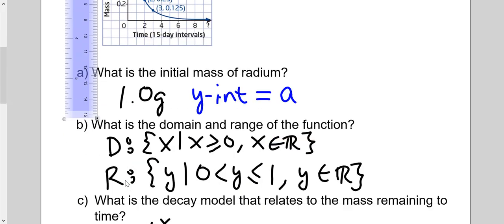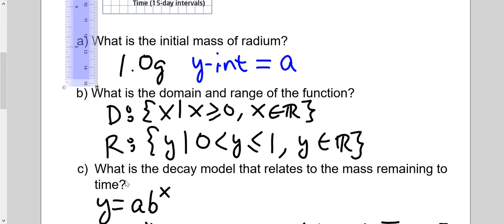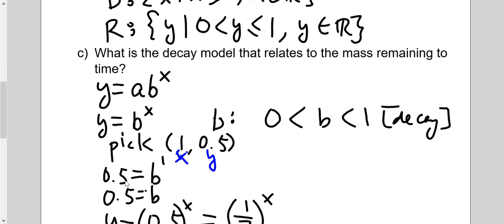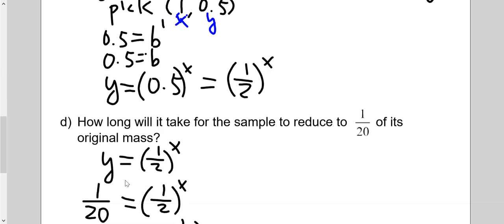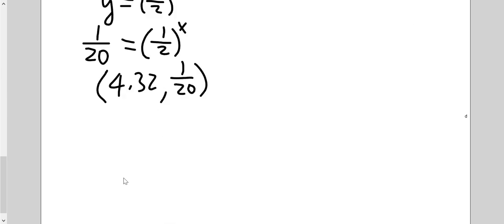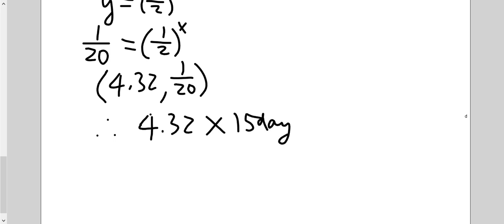So you take 15 times the answer that we just figured out, which is 4.32. Make sure you read the question. Therefore, if you take our answer 4.32 times 15 days, that will give you 64.8 days.